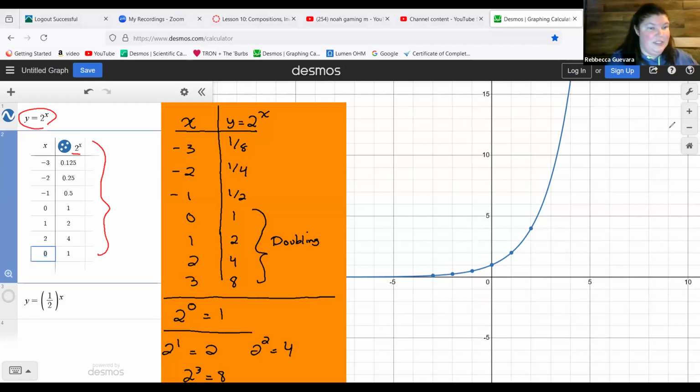Oops, my 3 is missing. There we go. These points right here, as you see, we start to grow really, really fast, and we start to curve up and get really steep. Let's talk about those negative powers.